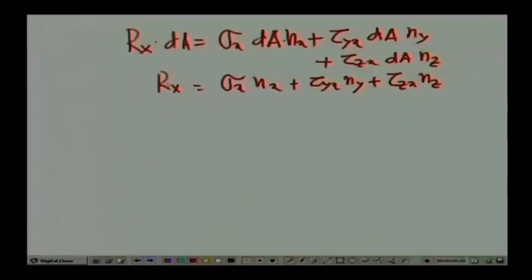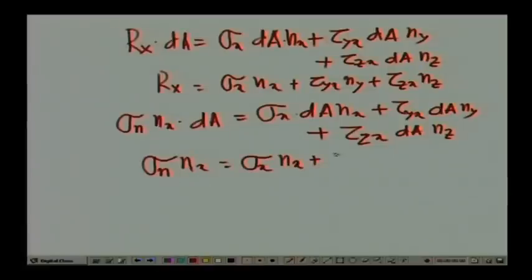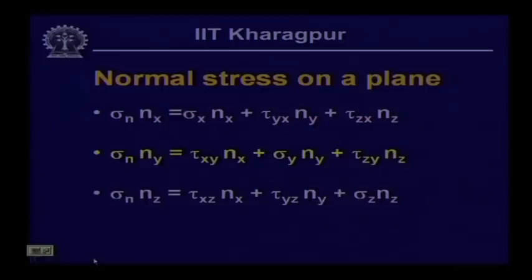Exactly in the same form, in place of R x, now we have sigma n n x as the resulting stress in the x direction. This multiplied by the area gives the force in the x direction. These are equal to sigma x times dA n x plus tau y x dA n y plus tau z x dA n z. Hence, from this we can write sigma n n x as equal to sigma x n x plus tau y x n y plus tau z x n z, and this is what has been represented here, the equations of equilibrium in the three directions x, y and z.